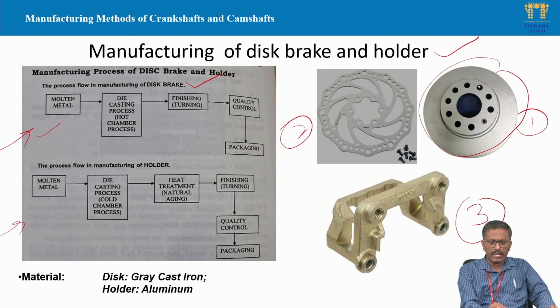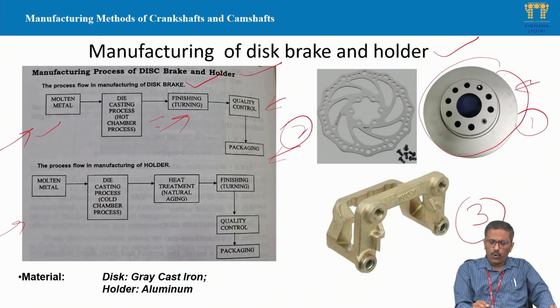We prepare the molten metal. After preparing the molten metal, we pour it into the die, that is the hot chamber die casting process, and then we finish with the turning process. Then we go for quality control, that is dimensional checking. Once the quality check is passed, we dispatch it to the stores. So that is the sequence of steps for manufacturing of the disc brake.